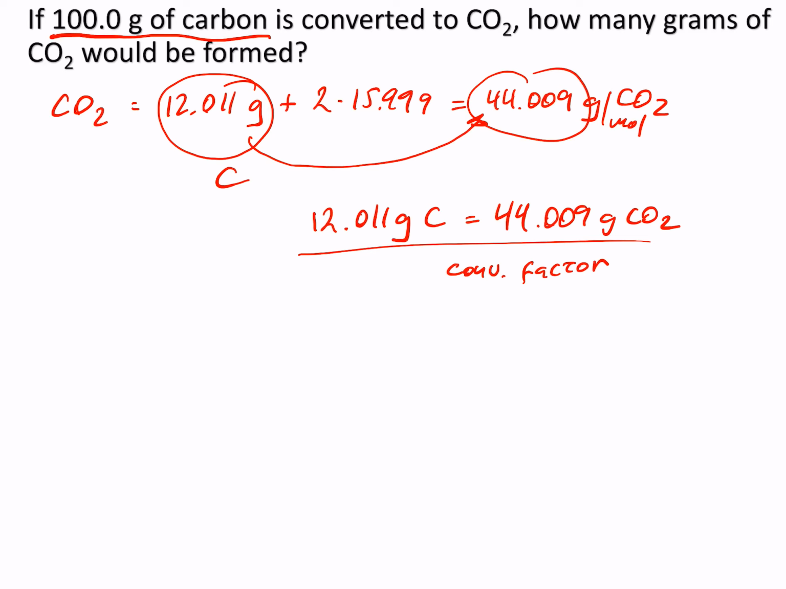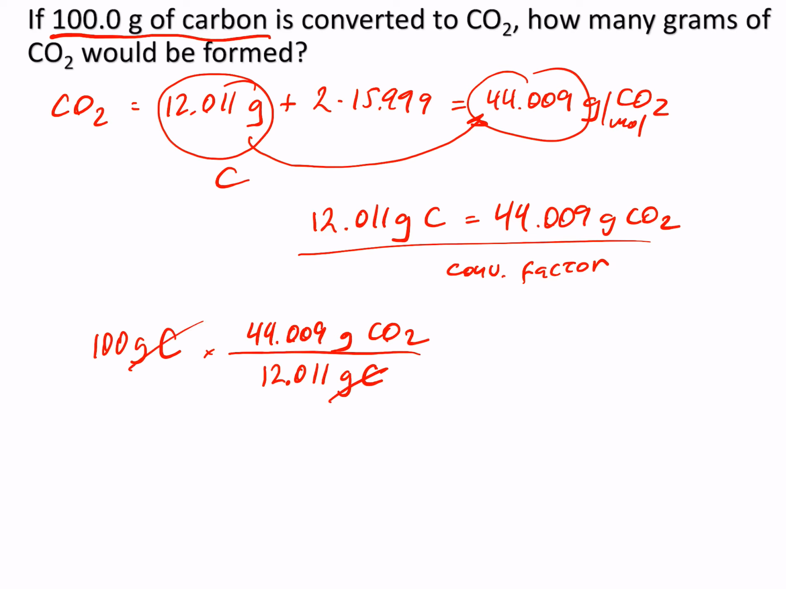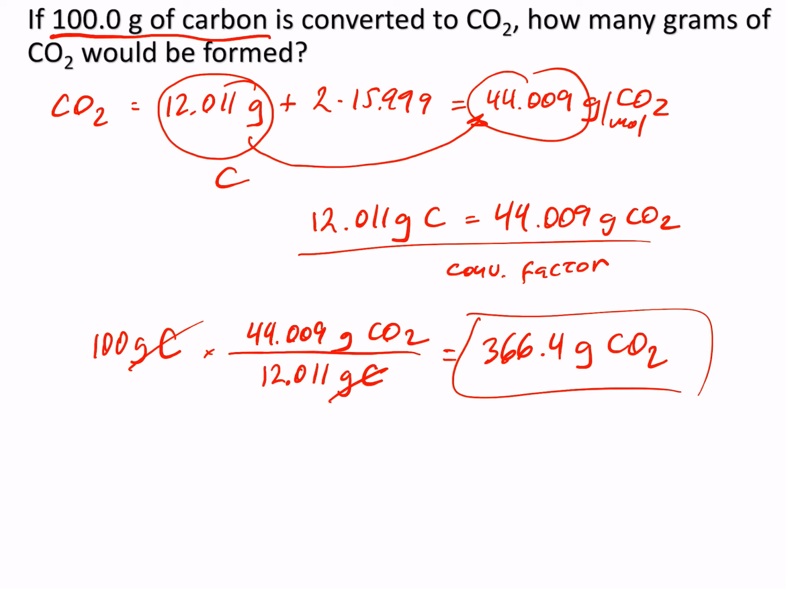So we have 100 grams of carbon. And we know that every 44.009 grams of CO2 contain 12.011 grams of carbon. These cancel together, and you finish this calculation. When you complete this, you obtain 366.4 grams of CO2. Therefore, you obtain 366.4 grams of CO2 out of 100 grams of carbon.